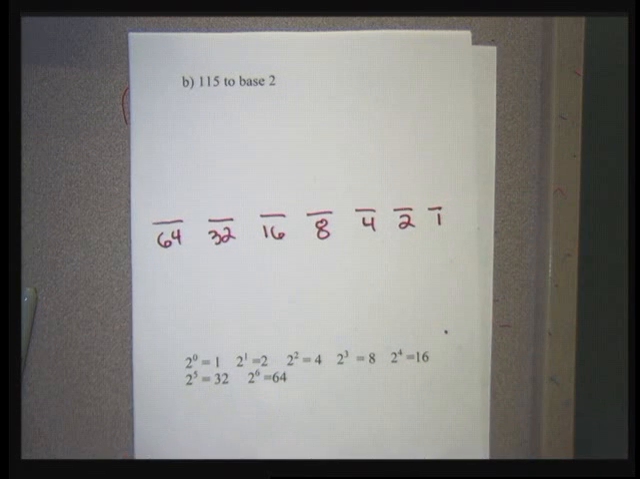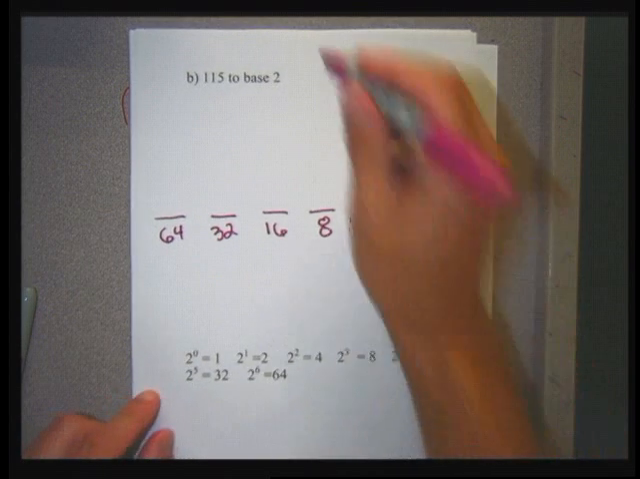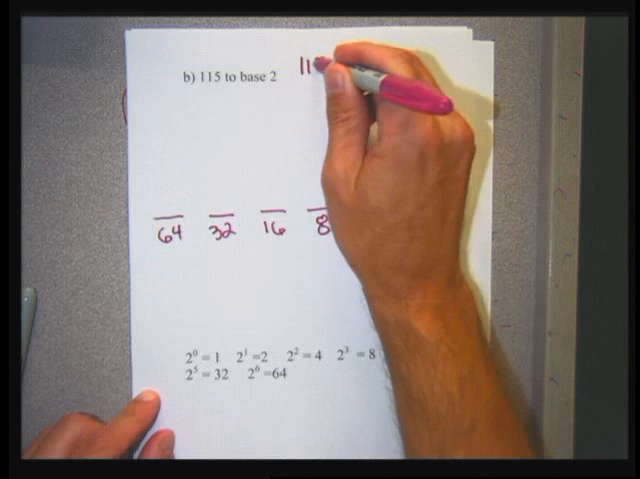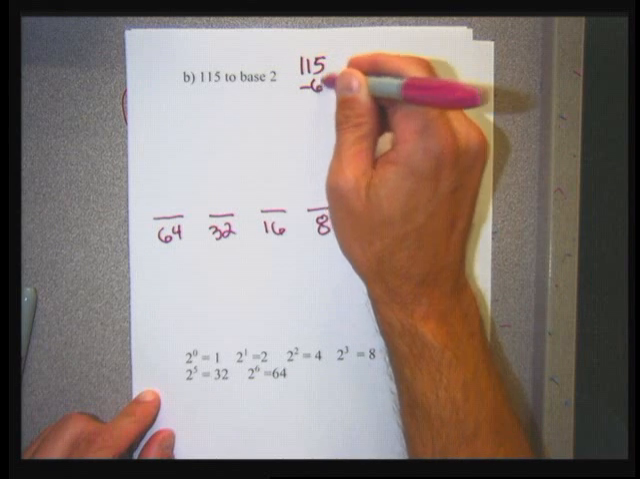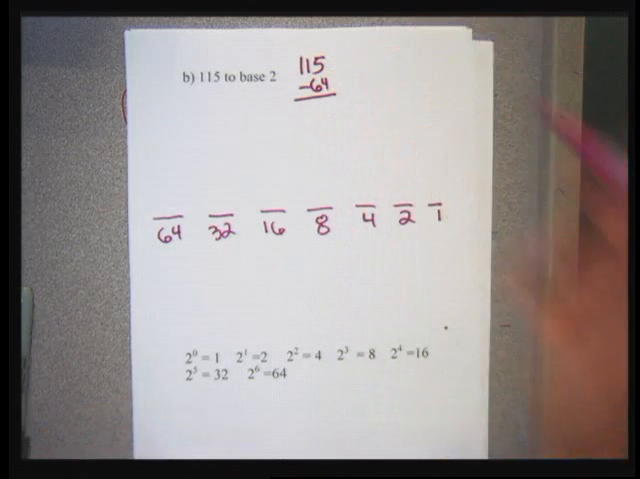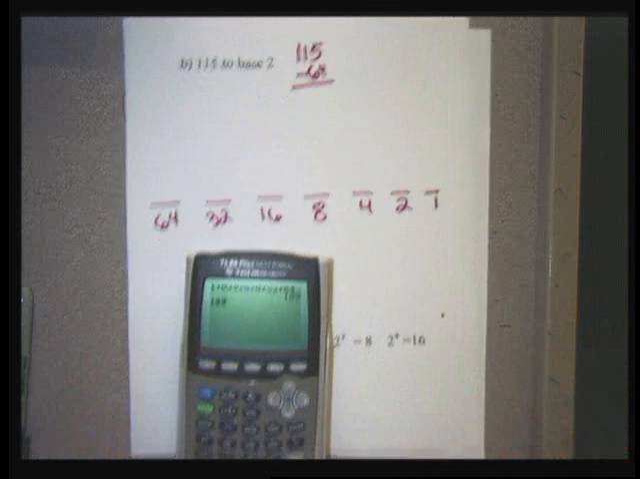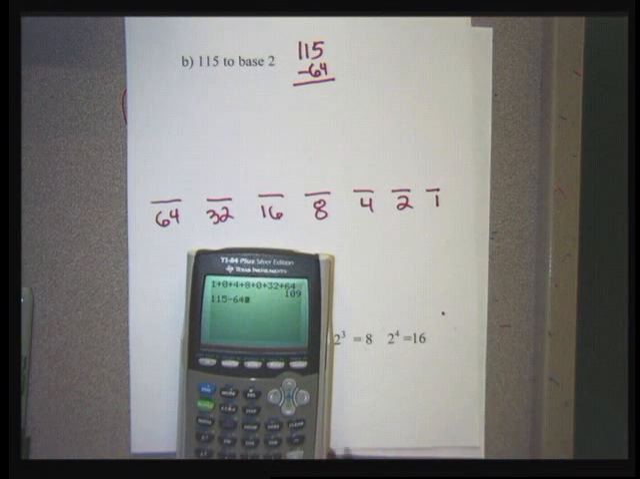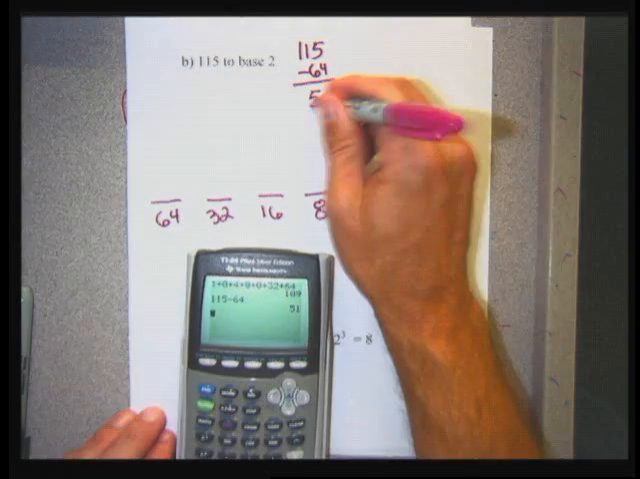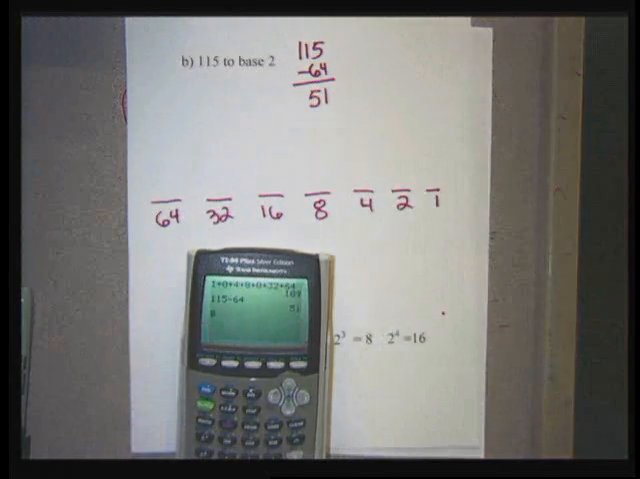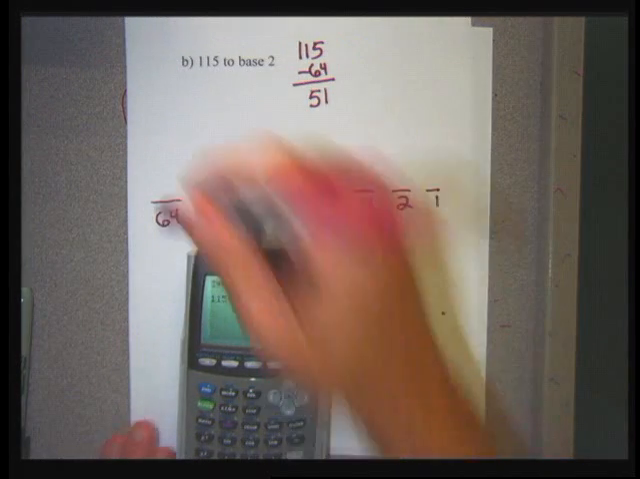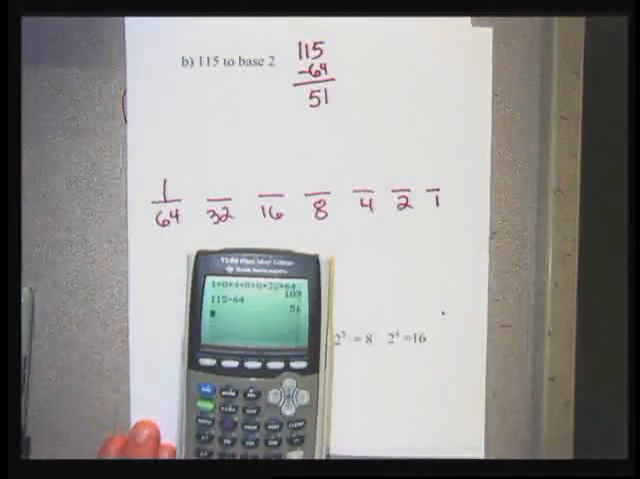And now I'm going to start subtracting as many times as I can. So I'm going to start with 115, and I'm going to subtract 64 as many times as I possibly can. So 115 minus 64, when I do that, I get 51. If I try to subtract 64 again, I get a negative, so I can't subtract 64 again. I was only able to subtract 64 one time.